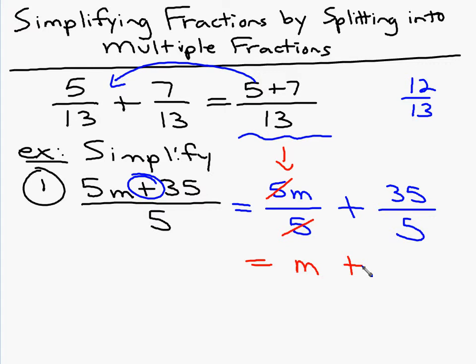Plus, the other fraction, can I divide them both by 5? So if I divide the top by 5, I get 7. If I divide the bottom by 5, I get 1. So 7 over 1 is just 7. And there's my answer, m plus 7. Okay? Let's do another example.